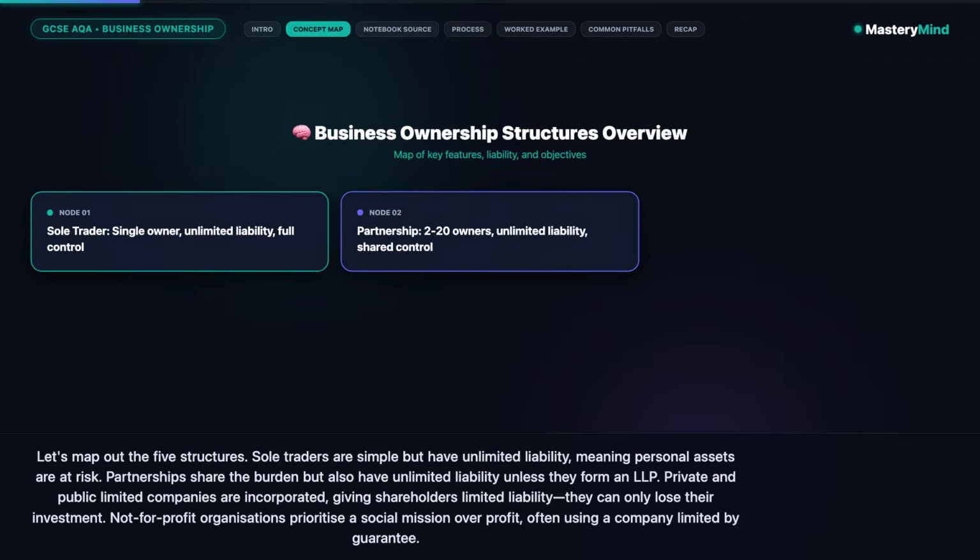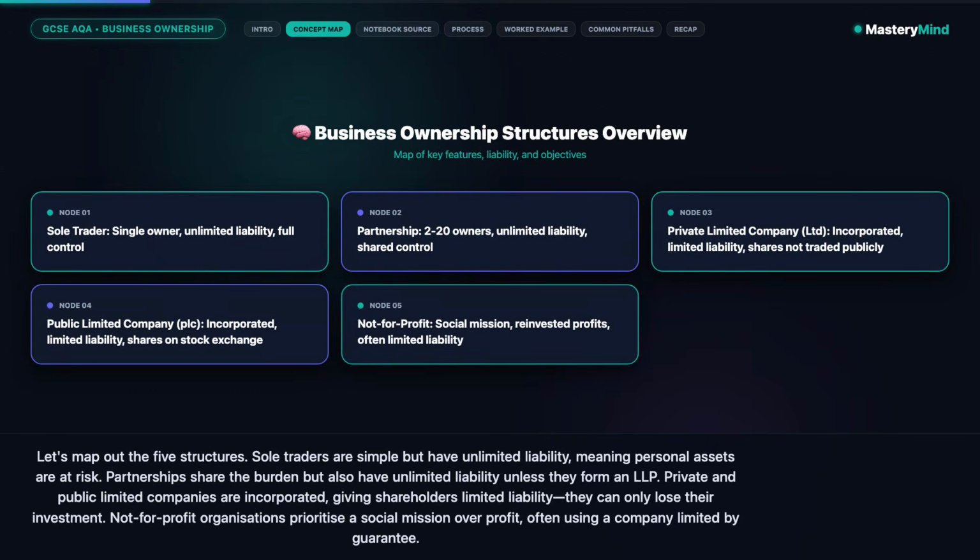Let's map out the 5 structures. Sole traders are simple but have unlimited liability, meaning personal assets are at risk. Partnerships share the burden but also have unlimited liability unless they form an LLP. Private and public limited companies are incorporated, giving shareholders limited liability, they can only lose their investment. Not-for-profit organizations prioritize a social mission over profit, often using a company limited by guarantee.